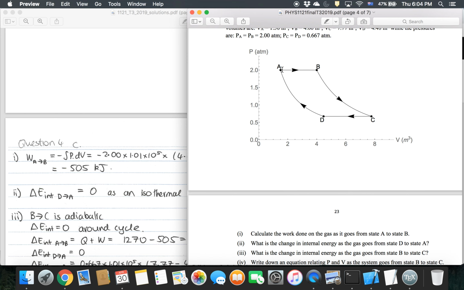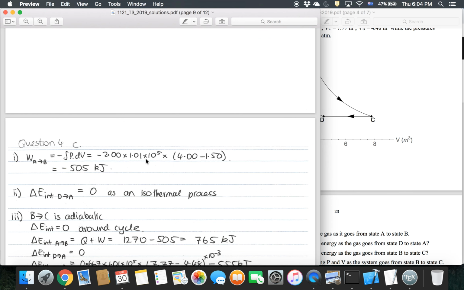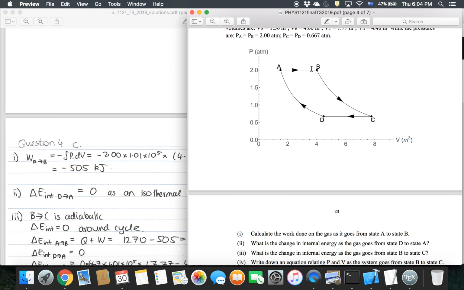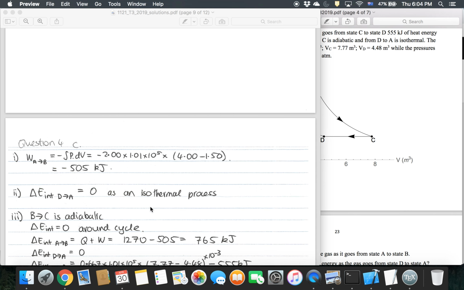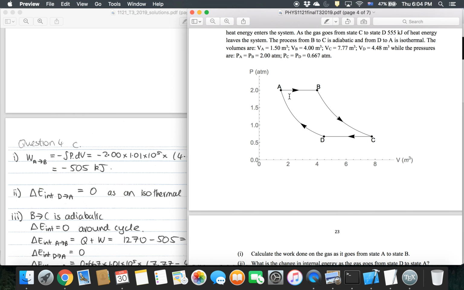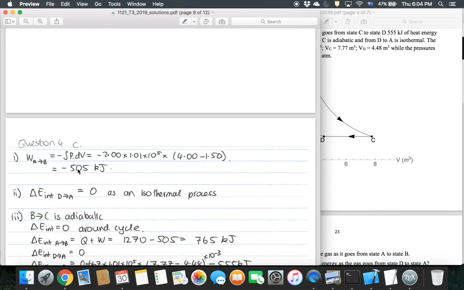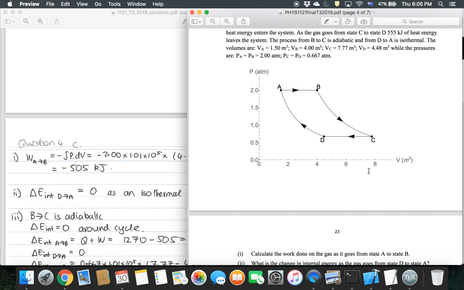So you have the height, which is 2 atmospheric units, so you're going to have to multiply by 1.01 times 10 to the 5 to get it to SI, and times by the width of this rectangle, which you are given all the state variables, so you can work that out pretty easily. So 4 minus 1.5. So yeah, you get the area, and it's 505 kilojoules. And yeah, careful with the sign as well.